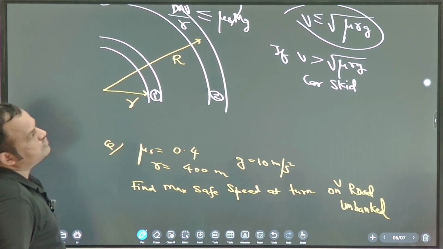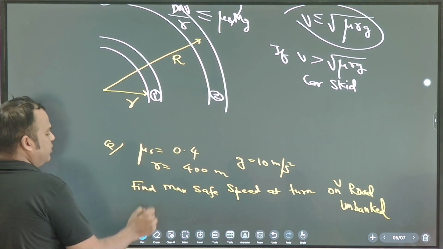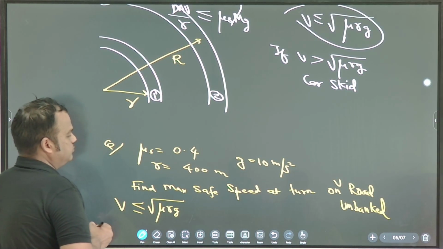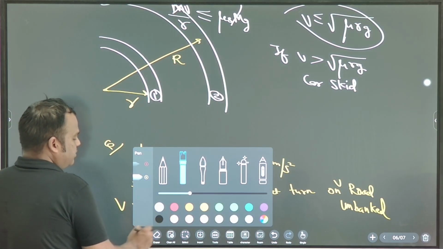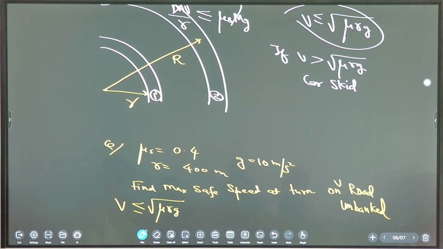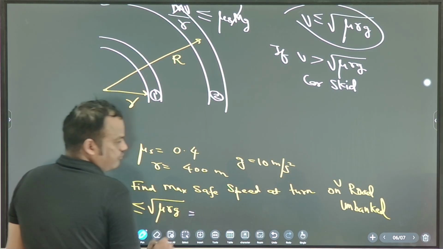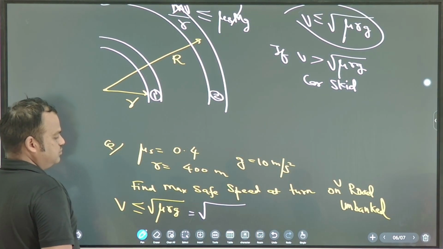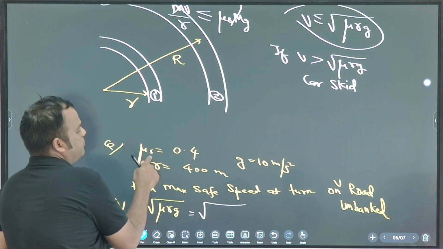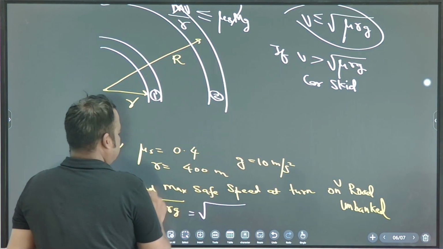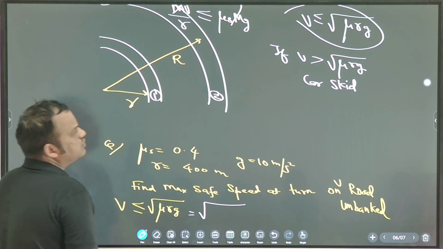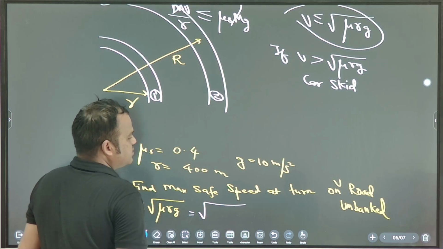Tell me, what is the formula? Mu r g. Apply mu r g. Solve. What is the maximum safe speed? Okay, calculate. Tell me. Square root. Mu s is 0.4, r is 400, g is 10. Find the maximum safe speed. What is the answer?